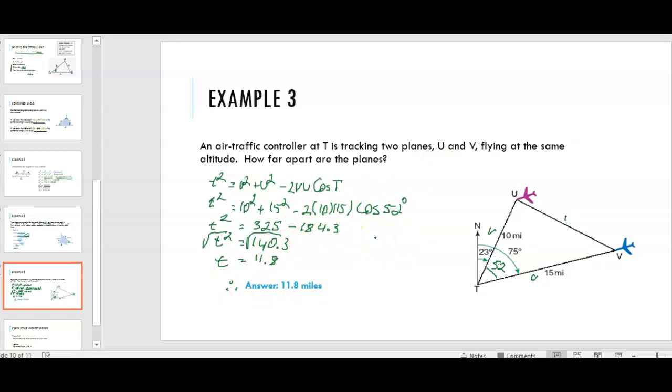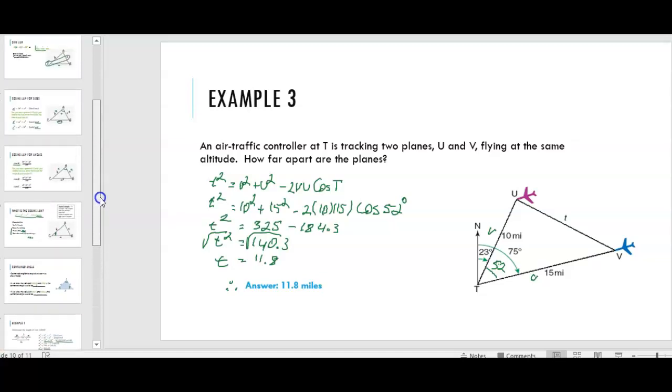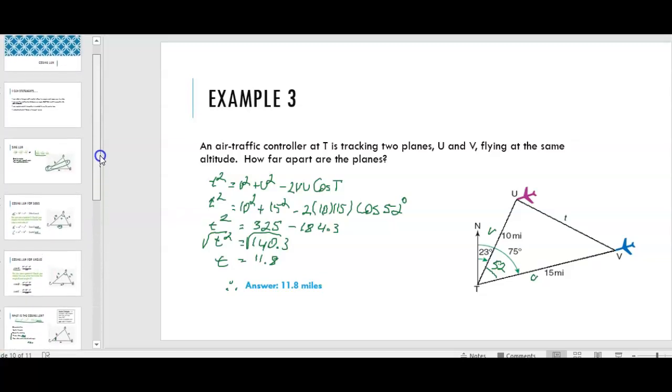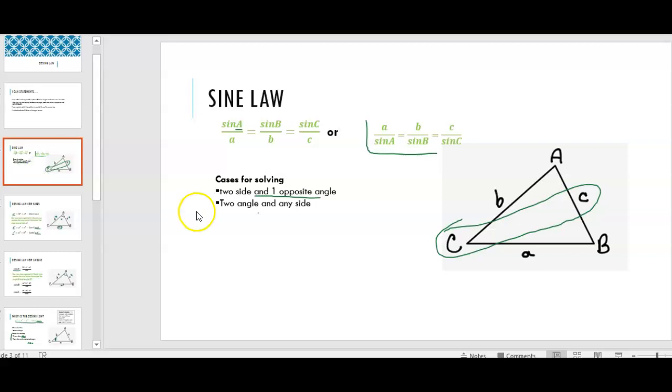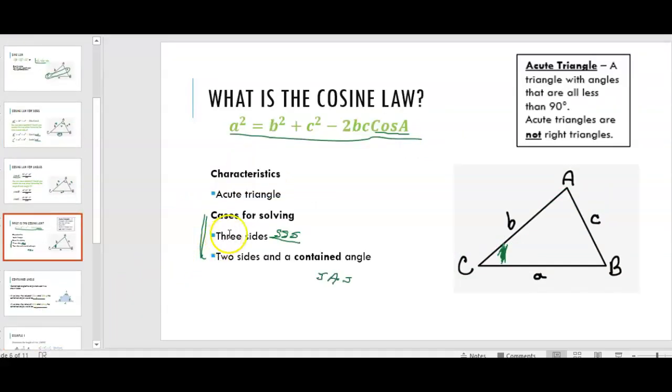Okay, so it's pretty straightforward using both laws. The only challenge, if we're going to call it a challenge, is deciding which one of them we're going to use when you have the information. So it's very crucial that you go back and check, or you can write, compare and contrast. These are the two cases when we use sine law, and these are the two cases when we use cosine law. Okay, that is very important for you to understand.